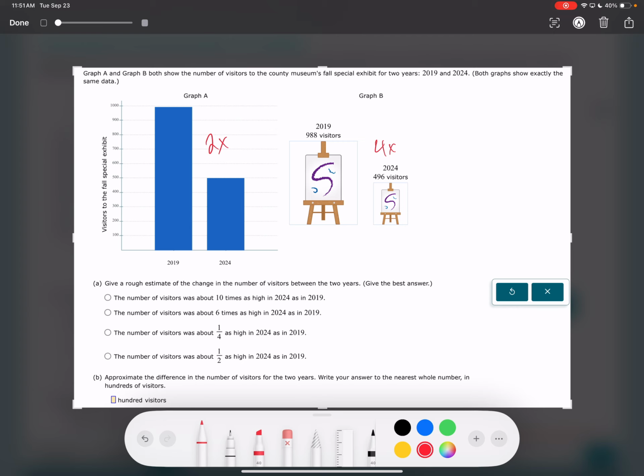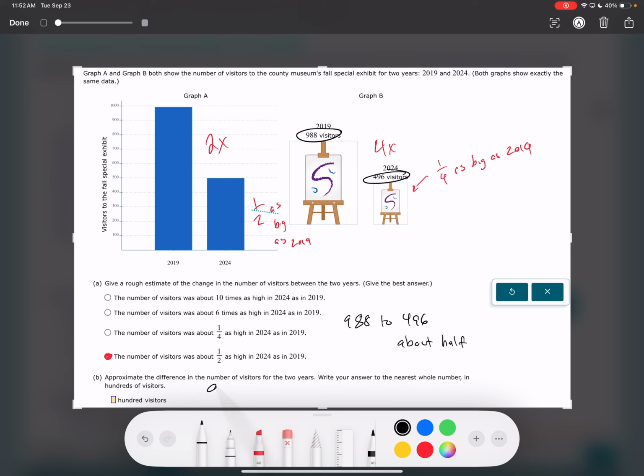So, a rough estimate of the change in numbers between the 2 years: I would say they used half instead of double, right? If that's 2 times, this is half as big as 2019, whereas this one looks about 1/4 as big as 2019. You can also look at the numbers. We have the visitors right here. If I go from 988 to 496, that's about half. So you can also look at the numbers to approximate the difference for the two.